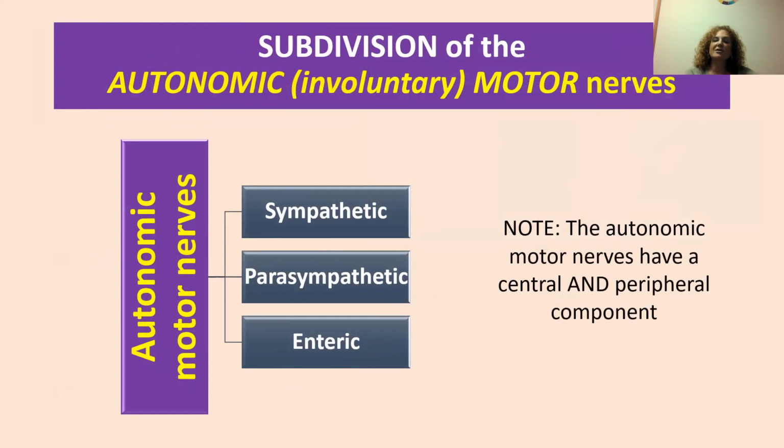Finally, the motor neurons are divided into something called the sympathetic, parasympathetic, and enteric divisions.